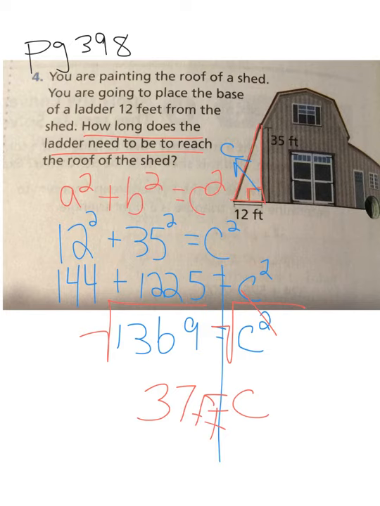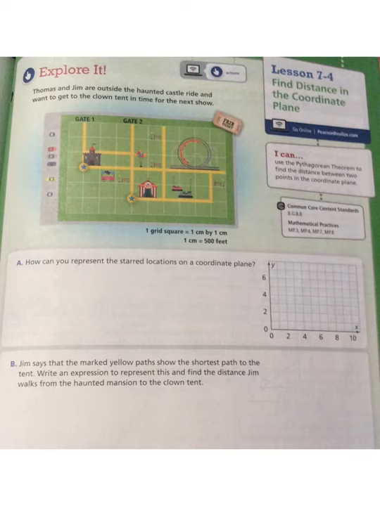Let's go ahead and jump into 7.4 notes though. This is notes for 7.4, and I love this Explore It. I am on page 401. This Explore It goes with example 1, so we're actually not going to do example 1. It says Thomas and Jim are outside the haunted castle ride and want to get to the clown tent in time for the next show.